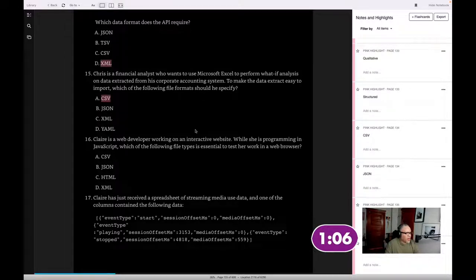Claire is a web developer working on an interactive website. While she is programming in JavaScript, which of the following file types is essential to test her work in a web browser? I'm going to go HTML.